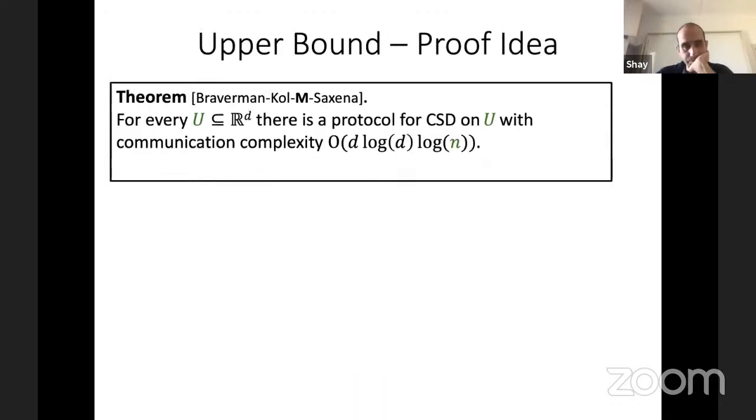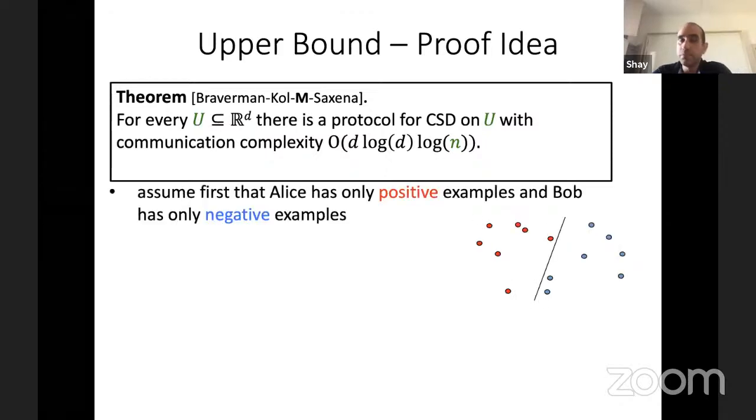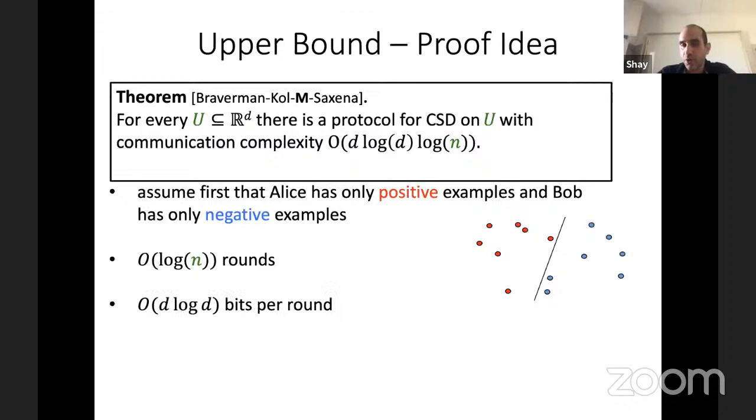So let's see the upper bound. The statement is that you can do it in just d log n bits. We will first consider the simpler case where Alice only gets positive examples and Bob only sees negative examples. Later we will solve the more general case, but it will be convenient to start with this assumption. I will show you a protocol that takes log n rounds. In each round, it will use d log d bits. So the total number of bits will be, as stated, d log d times log n.